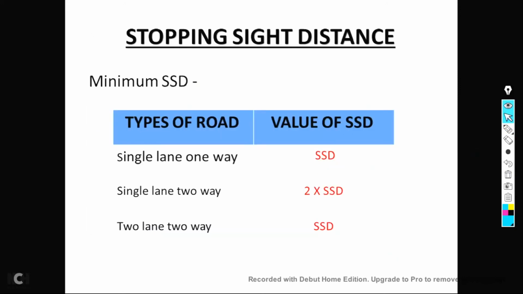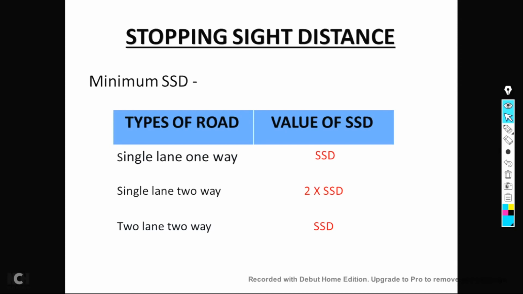Now there are certain rules for stopping sight distance for different types of road. For single lane and one way road, the minimum SSD, sometimes in the GATE examination they will ask for minimum SSD, but students miss this word minimum. For single lane one way, I described what is lane and what is way, what is single lane, what is one way in the previous video. If you didn't watch that, I recommend you watch that video first, otherwise you can't understand what single lane or double lane, one way, two way mean. Okay, minimum stopping sight distance.